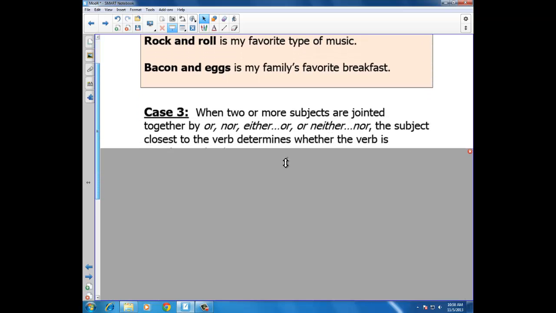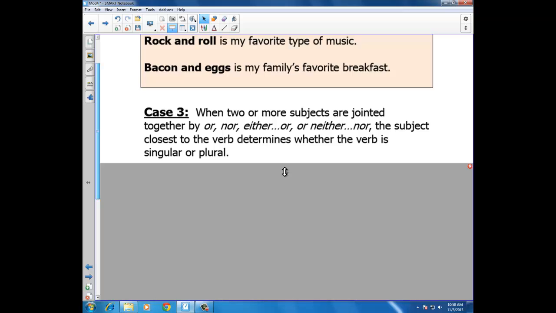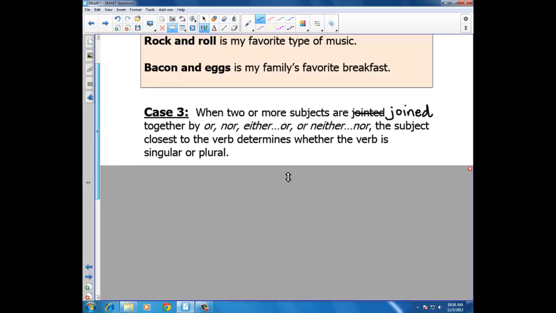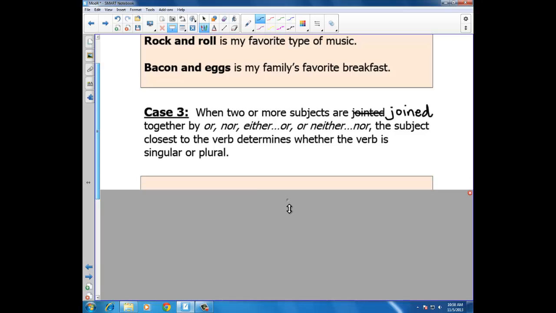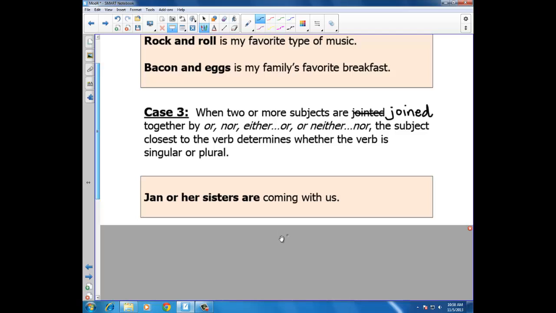Now let's look at case 3. When two or more subjects are joined together by "or," "nor," "either...or," or "neither...nor," the subject closest to the verb determines whether the verb is singular or plural. If the subject closest to the verb is singular, then the verb is singular, which means that it ends in S. If the subject closest to the verb is plural, then the verb is plural. That means it does not end in S.